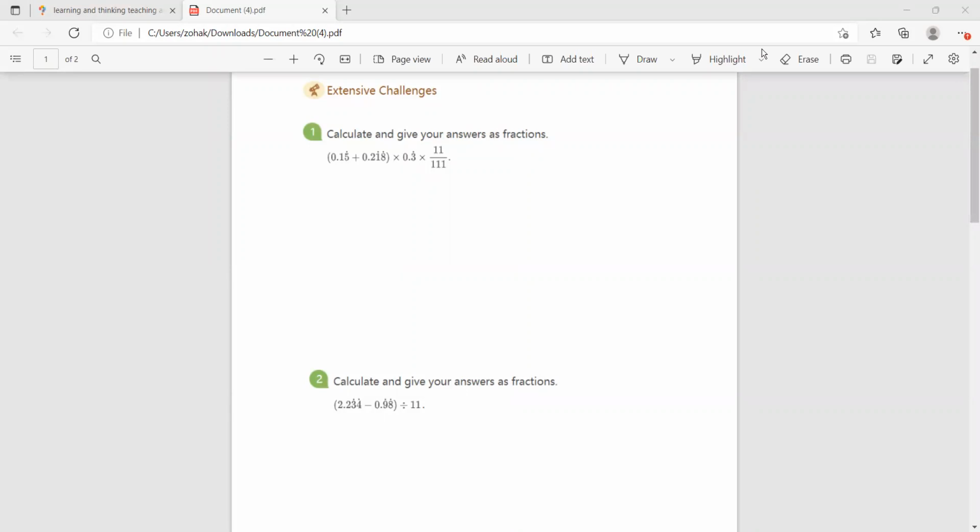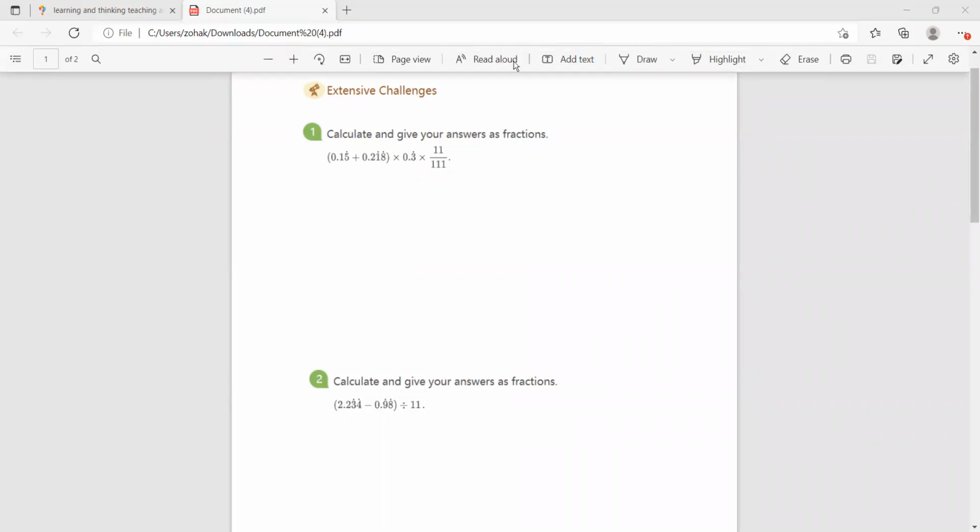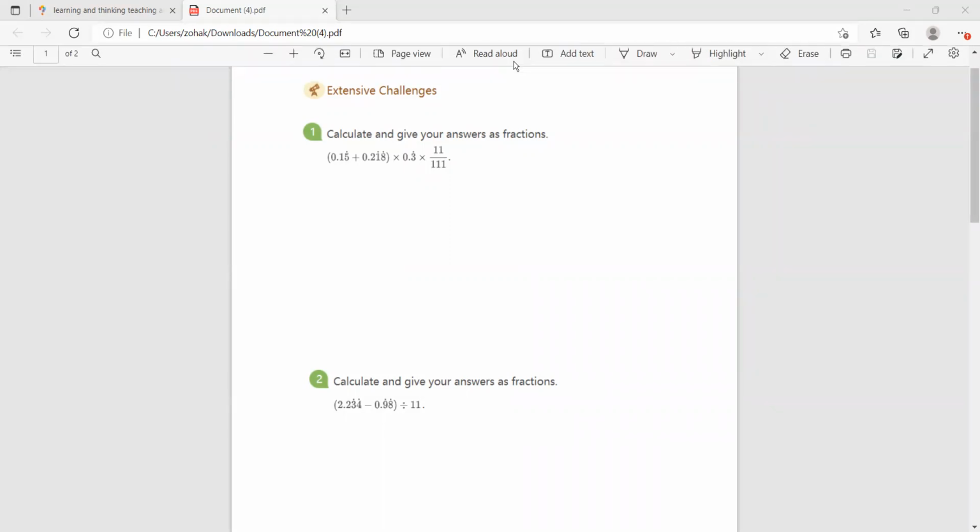I am Zoha and I'm going to be taking you through the extensive challenges in the exercise book for the lesson that was based on recurring decimals. So without further ado, let's have a look at the first question.